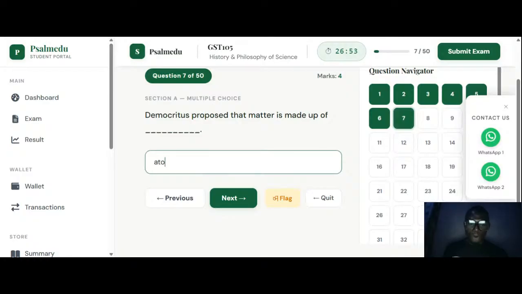So I will go with the majority, but you guys are saying atom, atom, atom. I thought the material said atoms, the plural form. So why are we just saying atom? It should be in the plural form. That matter is made up of atoms.